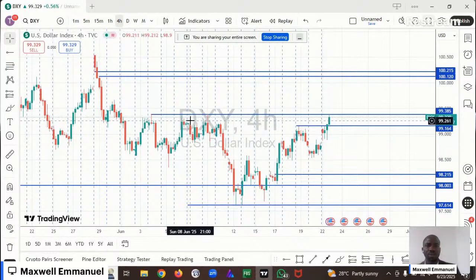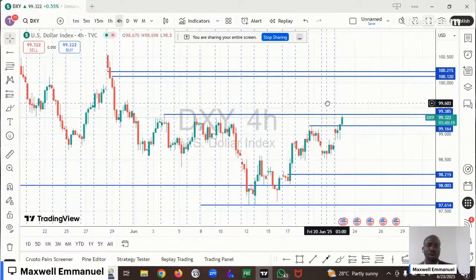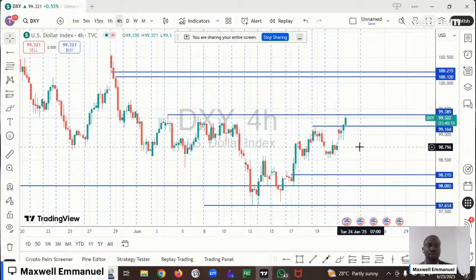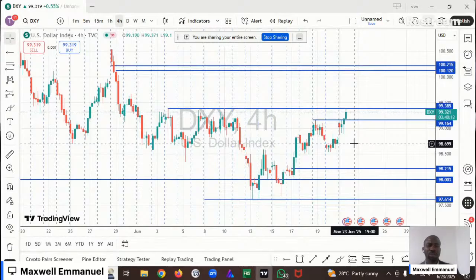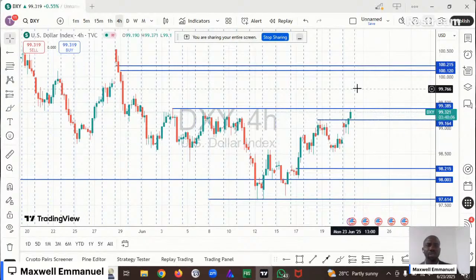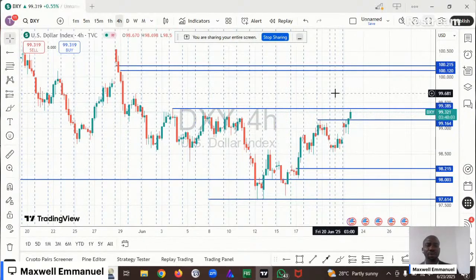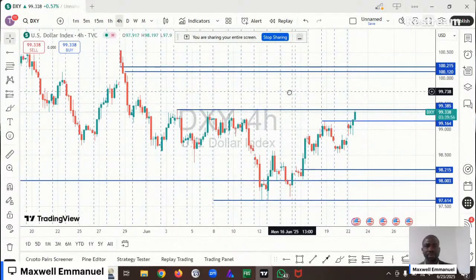If after the liquidity resting at this previous high gets swept, you could wait for a bearish reversal pattern to form on the 4-hour or 1-hour time frame before you go bearish on the dollar. So at the moment, dollar is bullish. If you are considering selling dollar, you should wait for a bearish reversal pattern to form on a 4-hour time frame or 1-hour time frame before you sell dollar today. I hope that is clear.